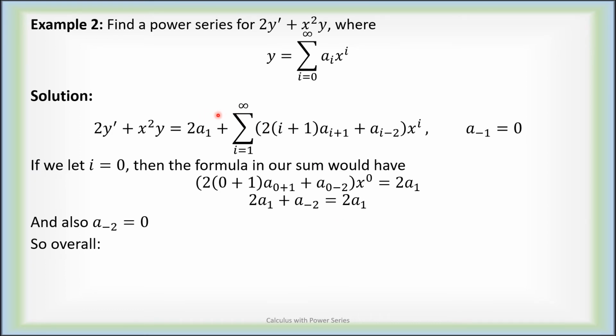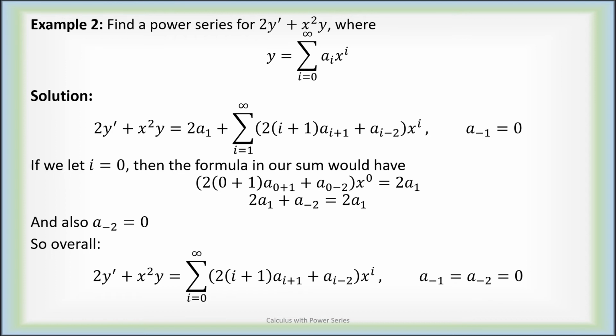So if I declare a negative 2 to be 0, I can take this constant term and say it does actually match this formula. So overall, we can say that 2y prime plus x squared y is just this series where the index goes from 0 to infinity. However, at index 0, this is going to have a sub negative 2, and at index 1, this is going to have a sub negative 1. So we simply declare that those both take value 0 because that was what we figured would make this formula match the missing terms anyway.